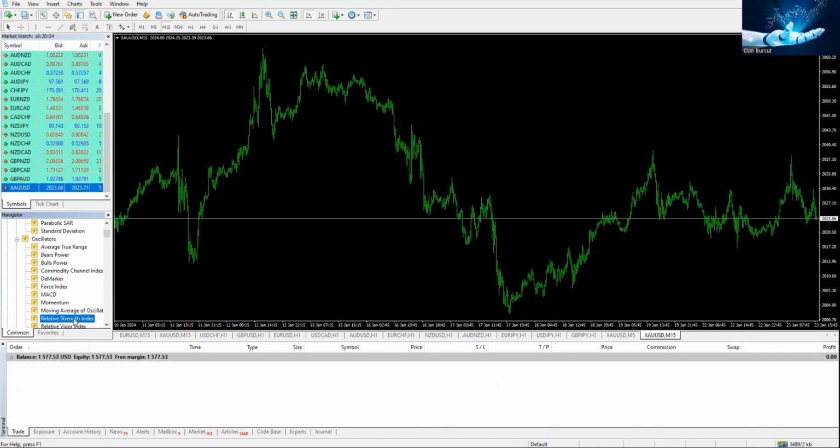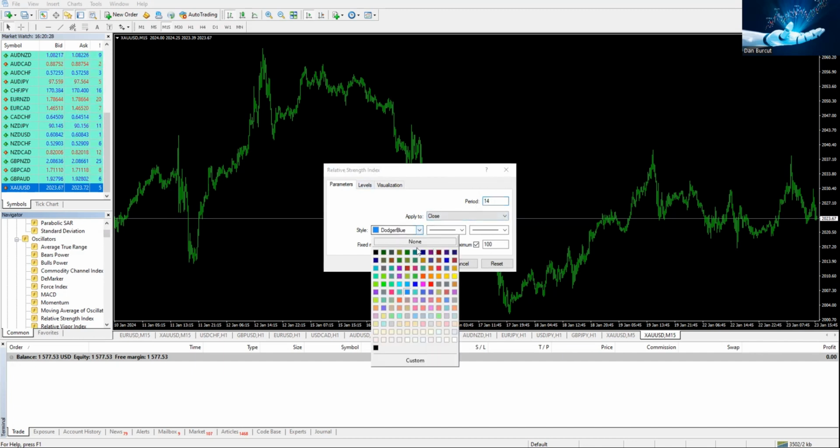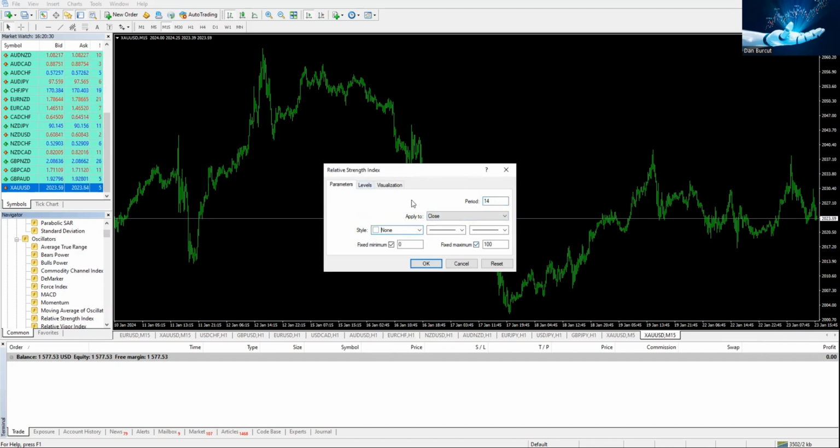First indicator that we are going to use is the relative strength index, the RSI. This is one of the well-known classic indicators. If you don't know what it is, do your own research on YouTube. You are going to find a lot of materials related to the RSI. We are going to use different settings. I am not interested in the period. I am not interested in the line that the RSI is drawing, so I'm going to select none.